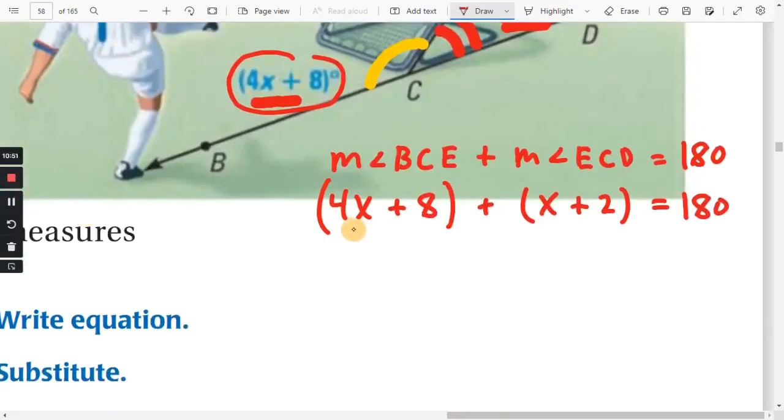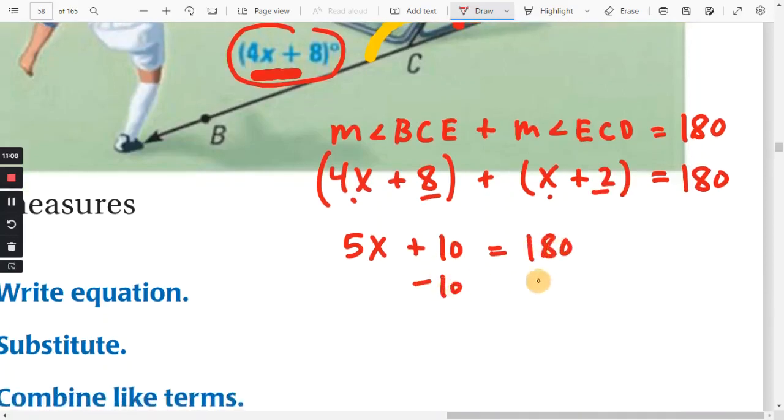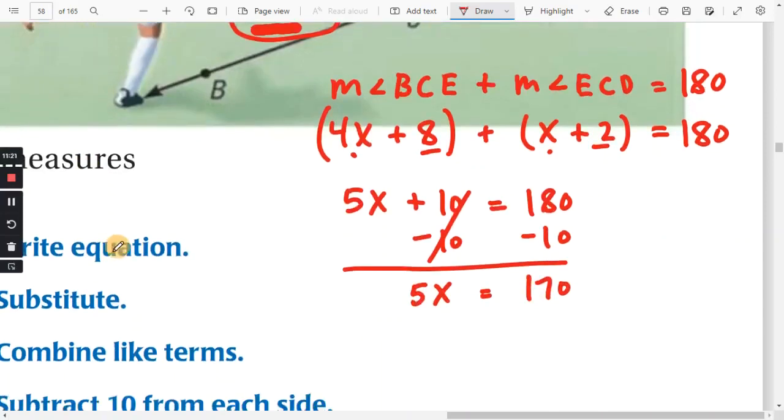Okay, like terms, these are all added. 4x plus x is 5x. And we have 8 plus 2 is 10. And together they equal 180. Okay, minus 10 on both. The 10s cancel. Bring down your 5x, and that's going to equal 170. Dividing both sides by 5. The 5s cancel. 170 over 5 is going to equal 34, and that equals x.